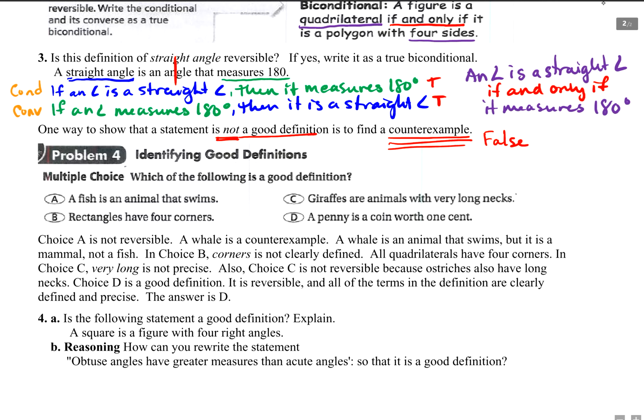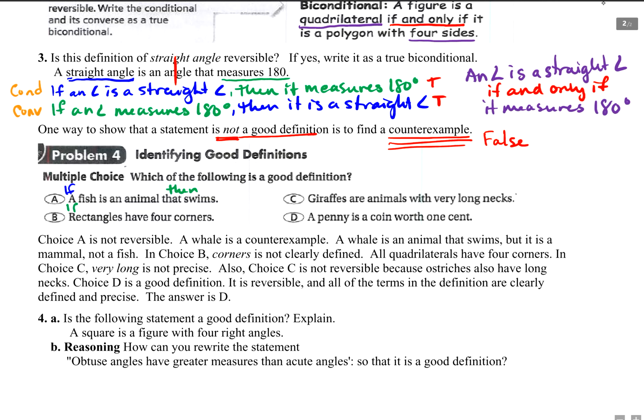A fish is an animal that swims. Are these understood terms? Yes. Is it precise? Yeah, mostly. Swims might be a little bit, what do you mean by swim? And is it reversible? So if we say, if an animal is a fish, then it swims, that's true. What if we switch it around?